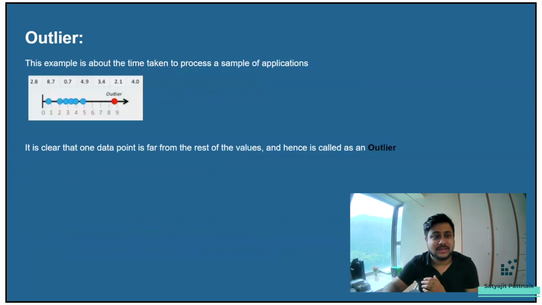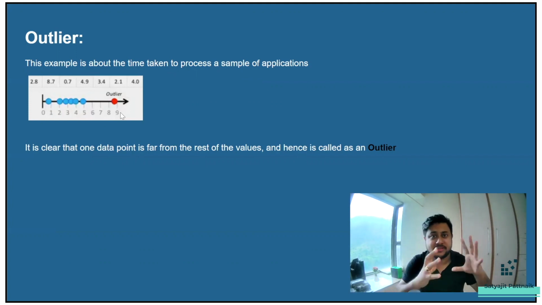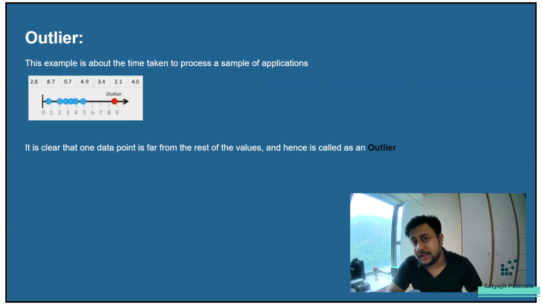Okay, so the next slide talks about one of the small examples, which is the time taken to process a sample of applications. You can see all of them are in blue, and there is one point in red, which is an outlier, which falls very far away from the rest of the data points. It's clear that one data point is far from the rest of the values, hence it's called an outlier, or else people call it an anomaly as well.